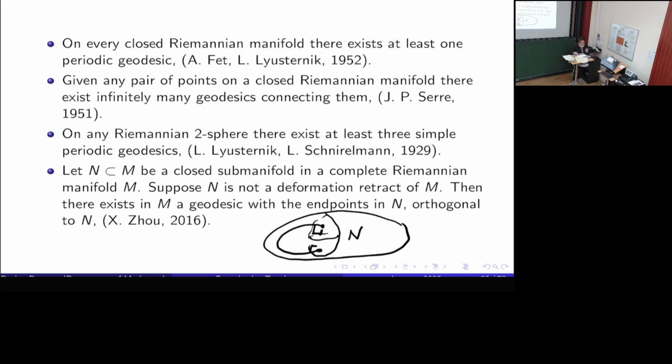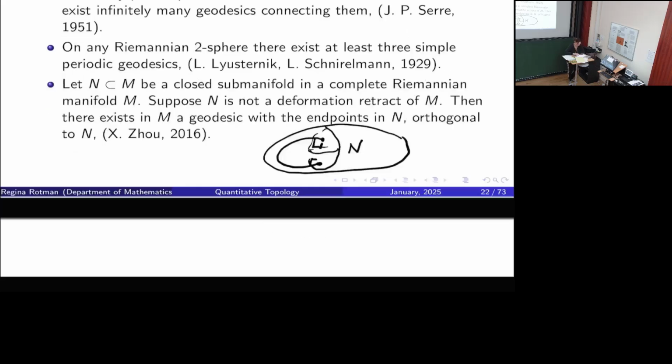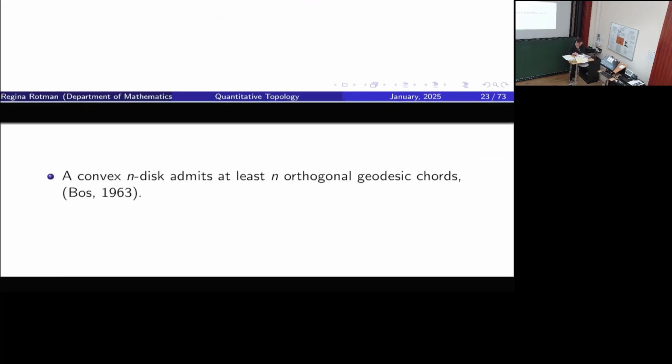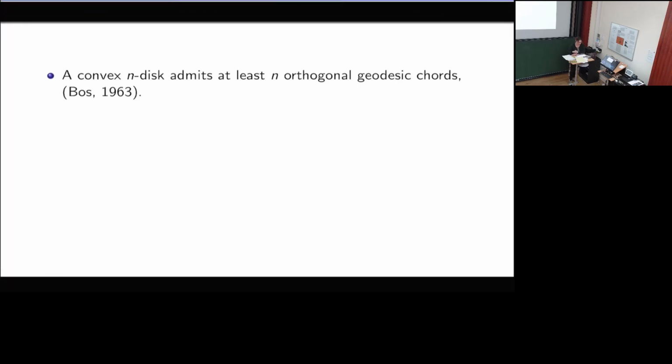So there is a bunch of results. This is a result of Zhou that under certain conditions, if N is not a deformation retract of M, then we will find such a geodesic. This is another existence result, a little bit newer. Here is a picture, this is what we're talking about. Also Isabel's picture.